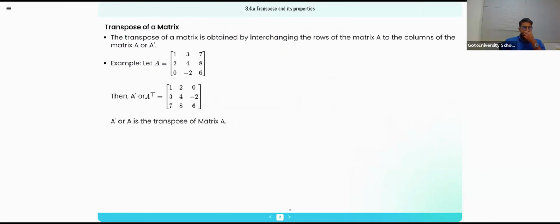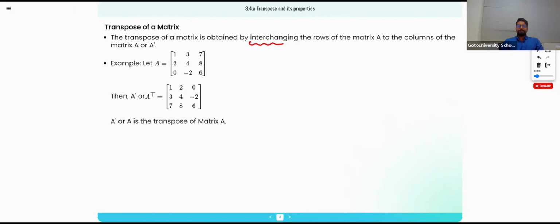Yes. Let me read this clearly and loudly. The transpose of a matrix A is obtained by interchanging the rows of the matrix A to the columns of the matrix A. And interchanging means what? Rows to the columns, columns to the rows. Two-way, right? When you interchange, that will become like this.